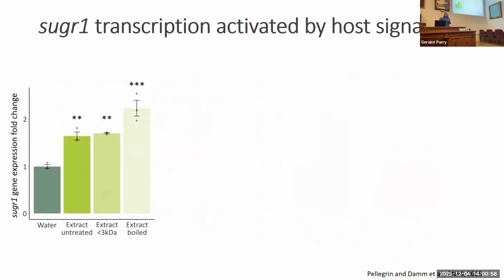We started with some very basic crude experiments. For example, we removed bigger molecules, above 3 kilodaltons, from the extract, or we boiled the extract to see what happens. And no matter what we did, we still got the same activating effect. So we're probably dealing with a small molecule signal here that's also heat resistant.